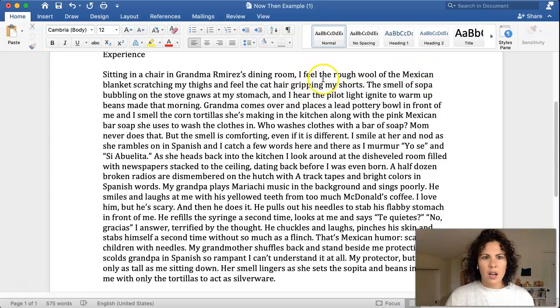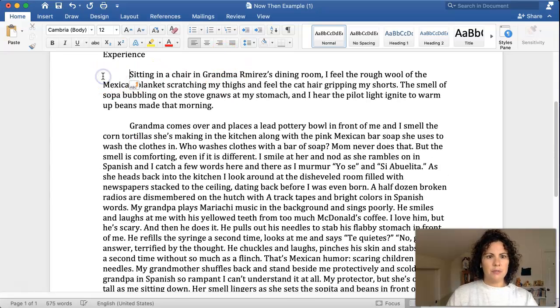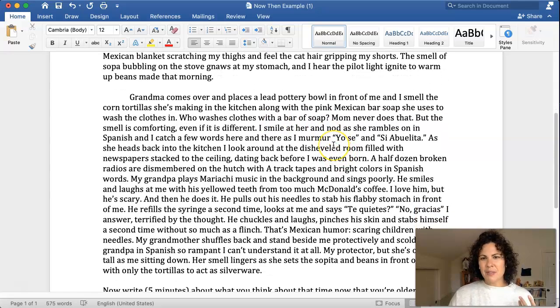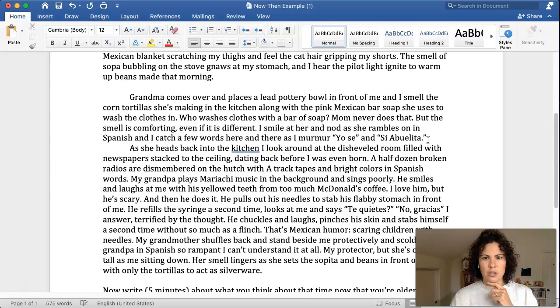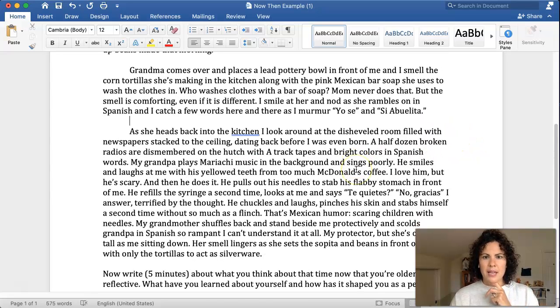So here, this grandpa comes over. So maybe here when grandma comes over, I'm just going to space it there. Let's do a tab to be all official. Then I have some dialogue here, so I think that's a natural place for a break. And then she's going to head back into the kitchen, so I'm going to paragraph it there. I'm going to give myself a little more space here.